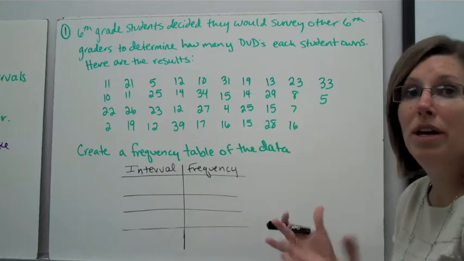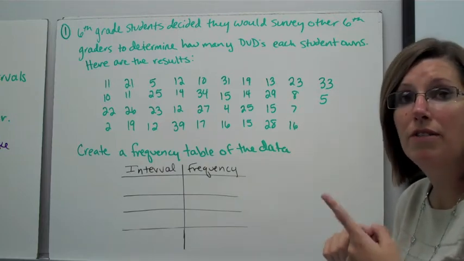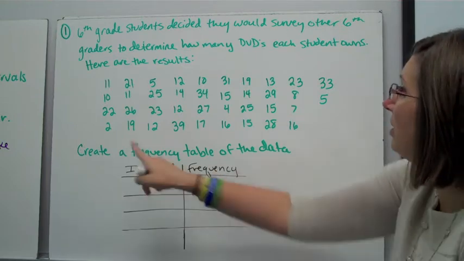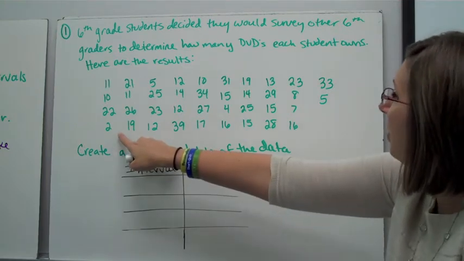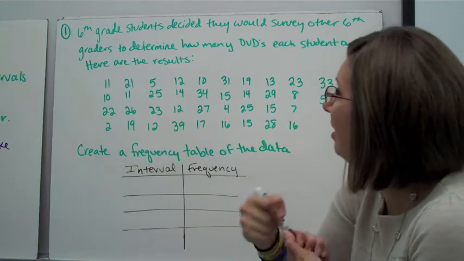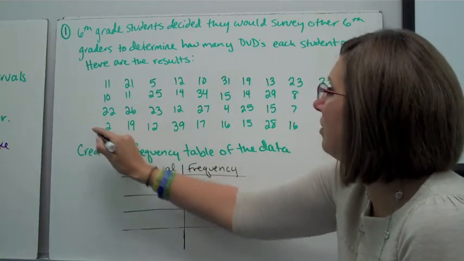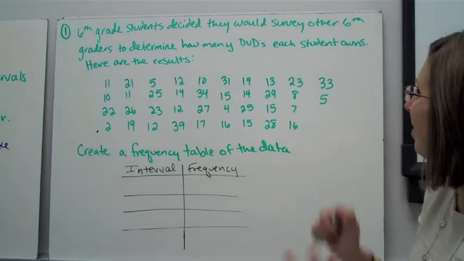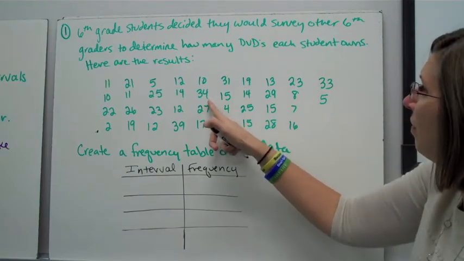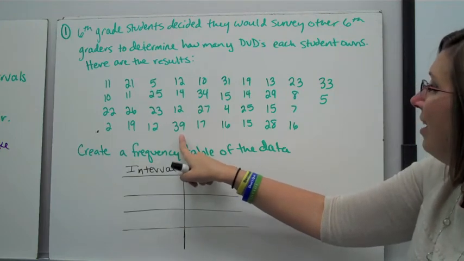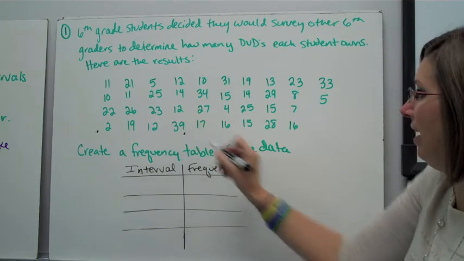To figure out what interval you should use, first you need to find the smallest number and the highest number. So it looks like I've got a 2. That looks to be my smallest. And my largest or my highest, I've got a 33, I've got a 34, I've got a 39. I think 39 is my highest.